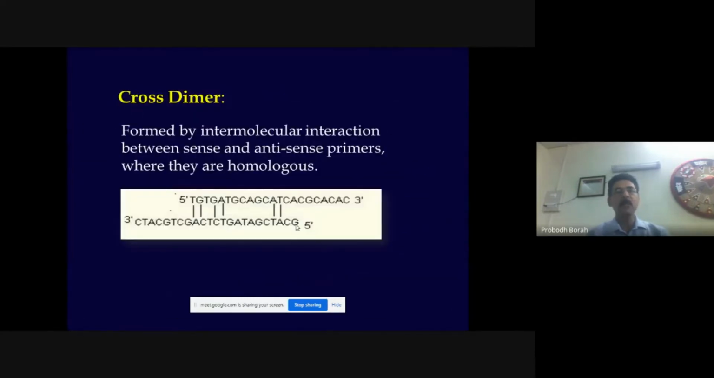Similar is the case with cross dimer formation. That means forward primer binding with reverse primer. Some part of the sequence of the forward primer may be complementary to another part of the sequence of the reverse primer, and therefore they may have a tendency to bind. And if this binding usually involves G or C, particularly in more than 3 nucleotides in an array, or contiguously, then we should avoid such primers for use.